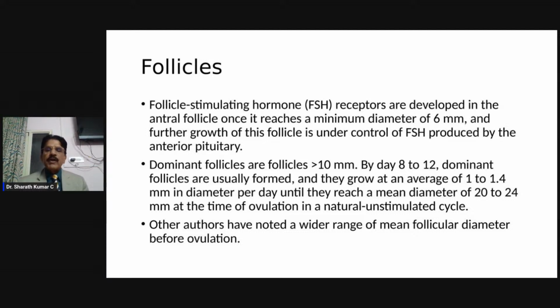Dominant follicles are follicles above 10 mm by day 8 to day 12. Dominant follicles are usually formed and they grow at an average of 1 to 1.4 mm in diameter per day until they reach a mean diameter of 20 to 24 millimeters at the time of ovulation in a natural unstimulated cycle, that is 2 to 2.4 centimeters.